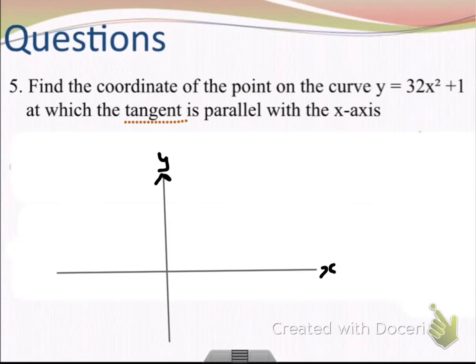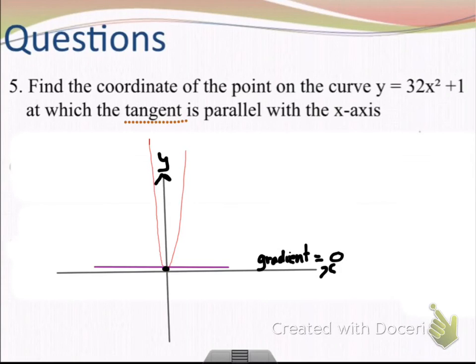For this question, we want the coordinate of a point on a curve where the tangent is parallel with the x-axis. So there's a pair of axes. The curve is not quite straight, but you get the general idea. The gradient of the x-axis is 0. There's your curve, and so we want the gradient of the tangent to be 0, so that's the turning point. So what we're looking for is a turning point.